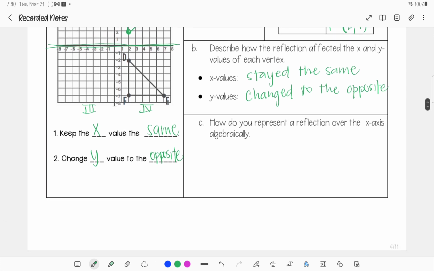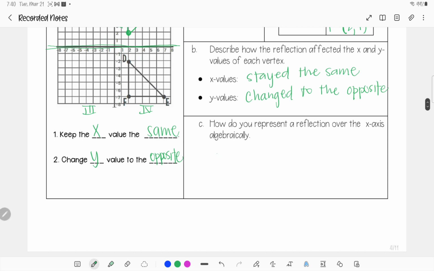So this is how it looks algebraically. Algebraically, it would start with your original x, y. How it's written becomes x stayed the same, y becomes opposite. That does not mean negative y, it means opposite y value. So again, that does not mean a negative. It means whatever it was, it's now the opposite. x stayed x, y became the opposite. If it started as a negative, now it's going to become positive.